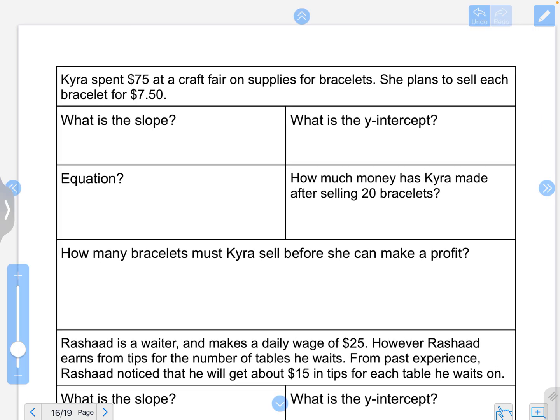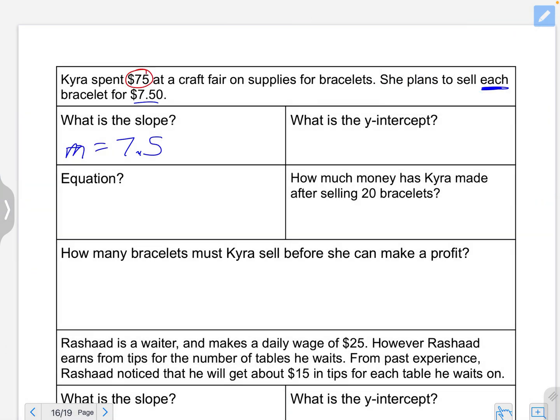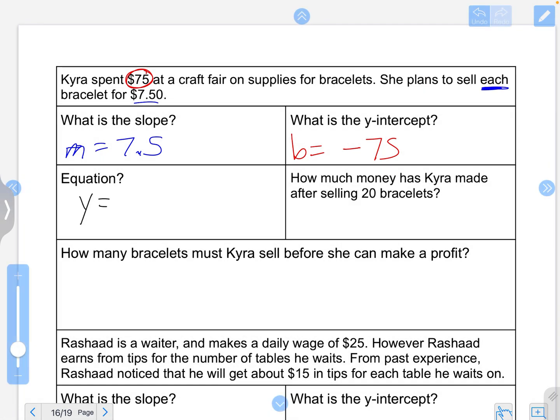All right, Kyra spends $75 at the craft fair on supplies for bracelets. She's going to sell each bracelet for $7.50. So 7.5 is going to be our slope, which means our y-intercept is $75, but because she spent it and not made it, it's going to be negative. So now we can write our equation. Y equals 7.5x minus 75.